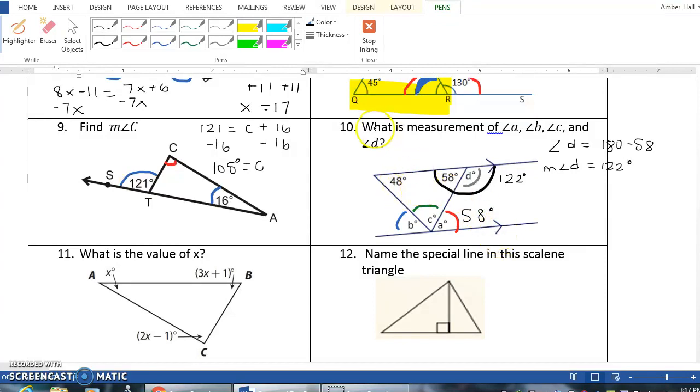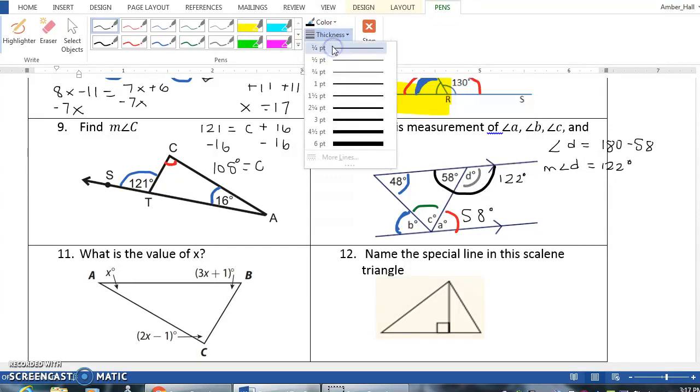Now over here, I look again, and I see that 48 and B are also alternate interior angles. So if this is 48, angle B is also 48 degrees.